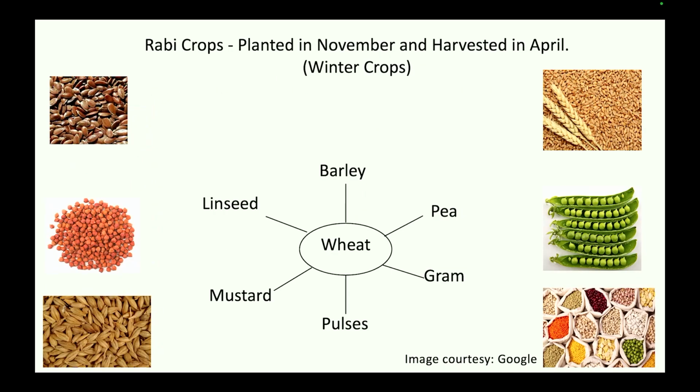Rabi crops are planted in November and harvested in April. These are also called winter crops. The main Rabi crops are wheat, barley, pea, gram, pulses, mustard, and linseed. These were also known to the Harappan people, and they were involved in cultivating all these crops in their own land.